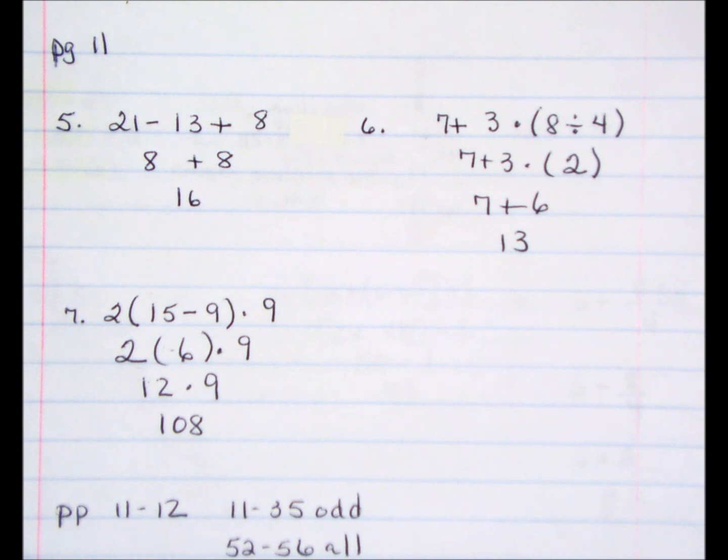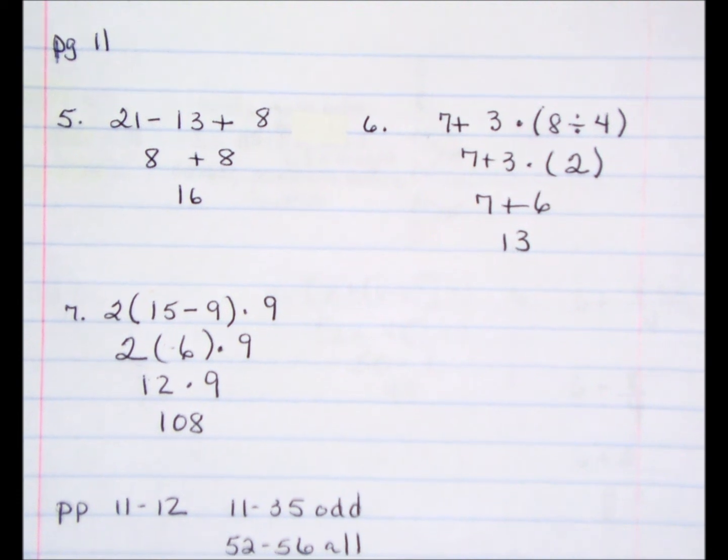Okay, let's review your final answers now for check understanding. Number 5 said 21 minus 13 plus 8. And so order of operations says to do addition or subtraction left to right. So you should have subtracted 13 from 21 and got 8, and then added 8 to 8 to get 16.